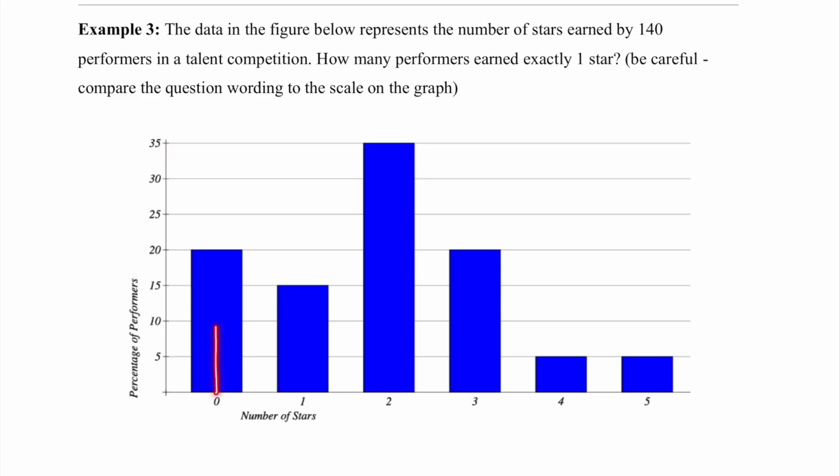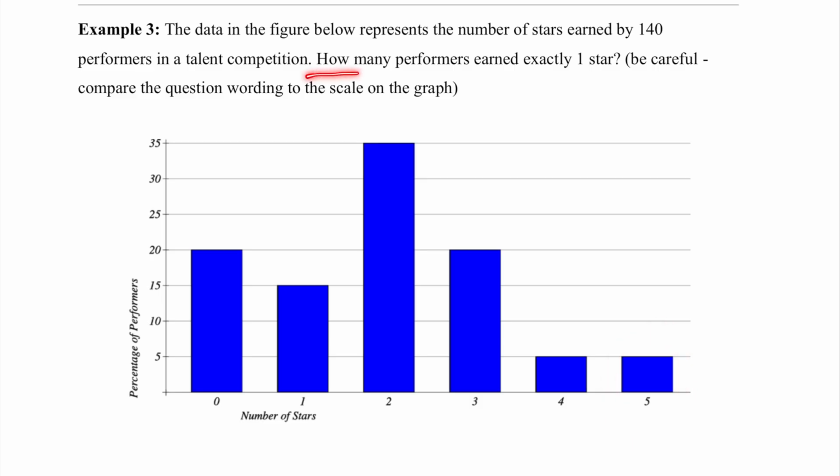This bar represents the percentage of performers who earned 0 stars. This bar represents the percentage of performers who earned 1 star. This bar represents the percentage who earned 2 stars. This bar represents the percentage who earned 3 stars. This bar represents the percentage who earned 4 stars. And this bar represents the percentage of performers who earned 5 stars.